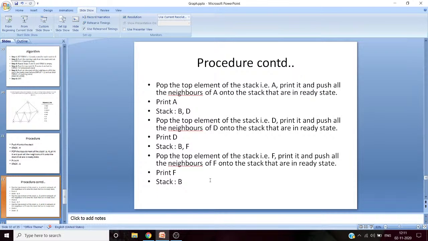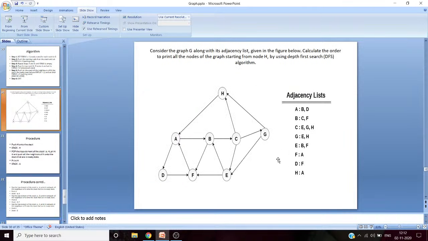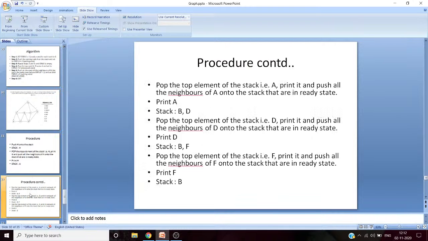Now new top of the stack, every time we are processing new top of the stack. B and D are pushed in the stack, D is the top of the stack. So we will process D, we will check how many neighbors are there. Only one neighbor according to the adjacency list we have made, that is F. So F will be pushed in the stack and D will be printed. Now new top of the stack is F, F will be processed. F has only A as its neighbor, which has already been printed. So no new neighbor is there, no need of pushing in the stack.